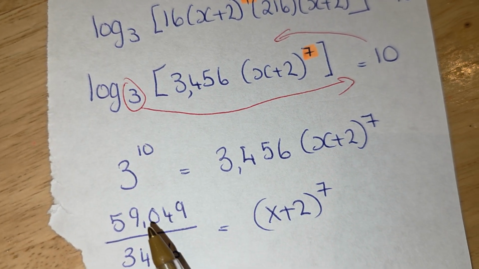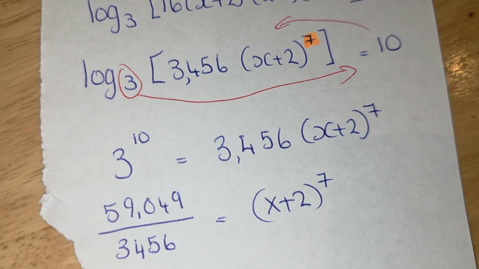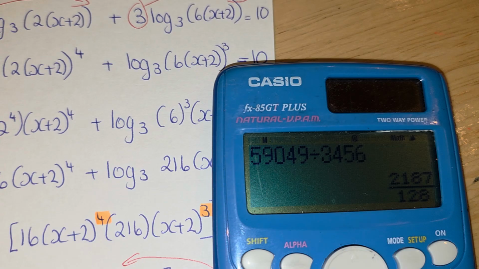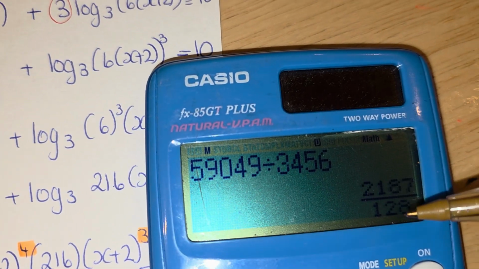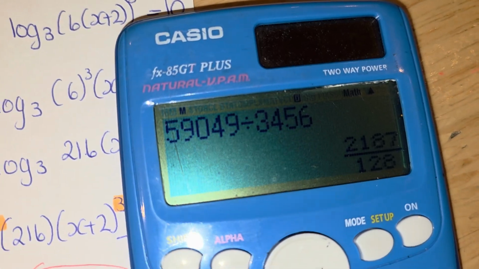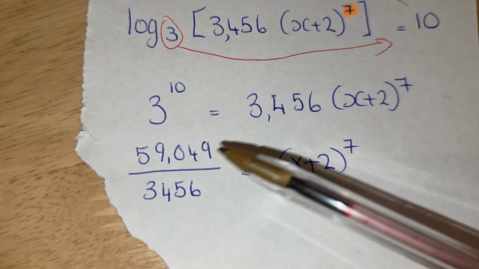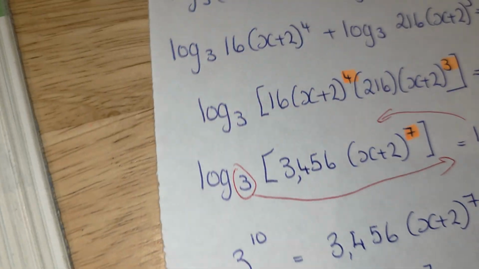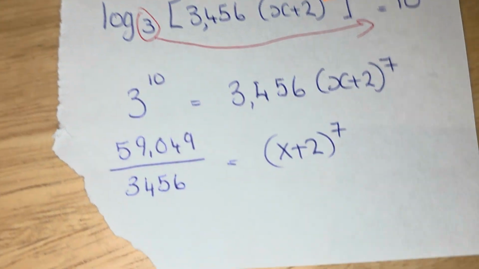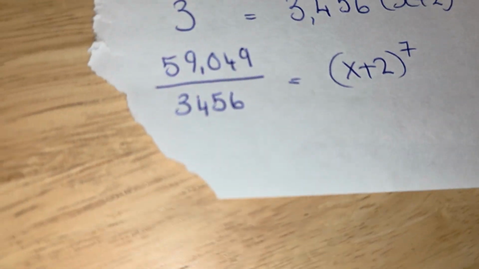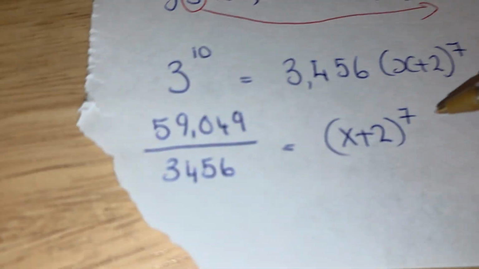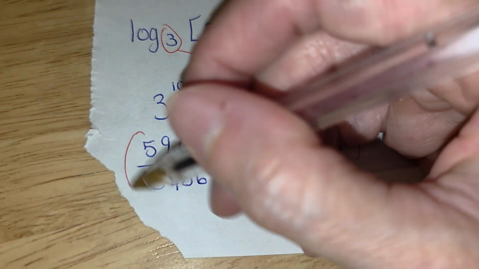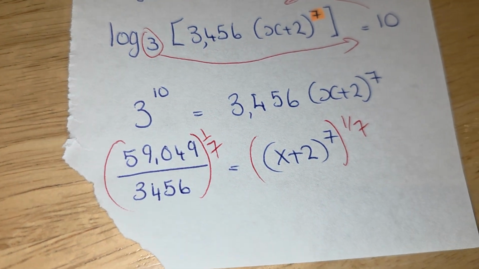And 59,049 divided by 3,456 simplifies to this fraction, so I'm not even going to bother writing it because it doesn't come out to be a lovely number or anything, so I'll just leave it as that top-heavy fraction, okay? The next step, I want to get the bracket on its own, so I want to get the bracket to the power of 1. So I need to undo the power of 7. The opposite, or the reciprocal of a power of 7 is a power of 1/7. And what I do to one side, I have to do to the other. So I'm going to get a power of 1/7 on both sides.